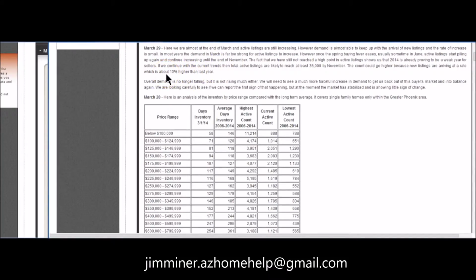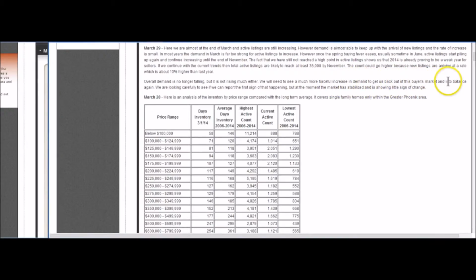It says right here that overall demand is no longer falling, but it is not rising much either. We will need to see a much more forceful increase in demand to get us back out of this buyer's market and into balance again. Okay, I think that's really crucial. And if you look up here, it says that active listings show us that 2014 is already proving to be a weak year for sellers, which means a strong year for buyers. Strong in the sense of being able to negotiate a little bit better price.